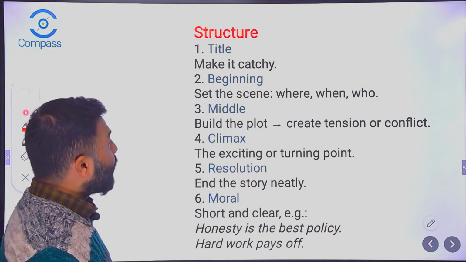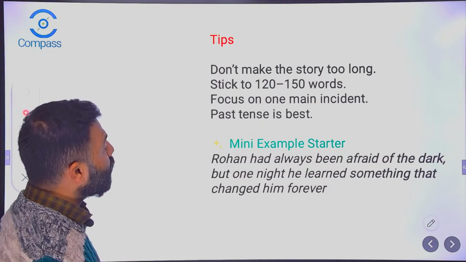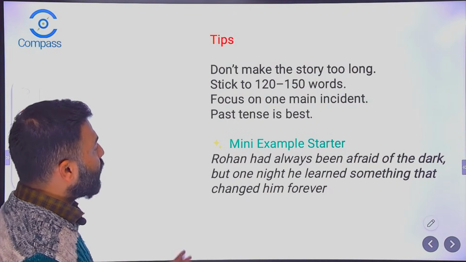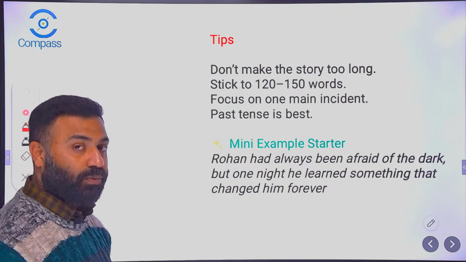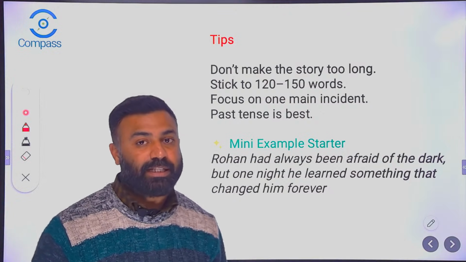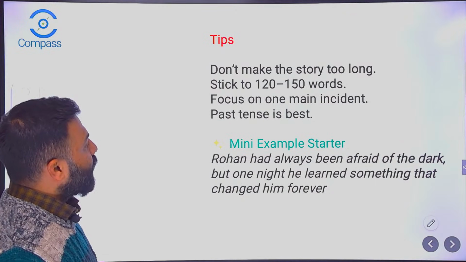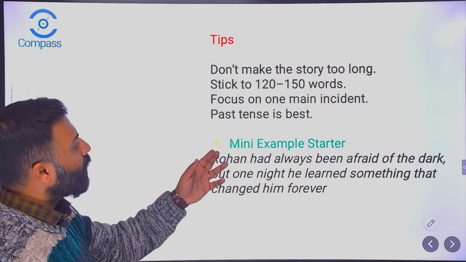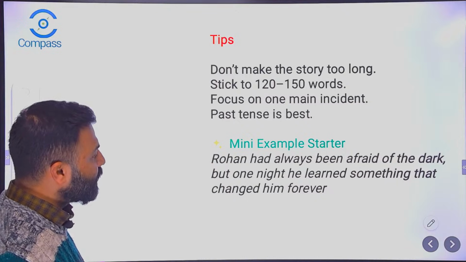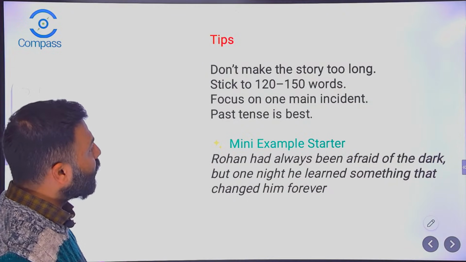So we are running out of time. Let's see. Okay, don't make the story too long. Stick to 120 to 150 words, whatever the word limit that has been given, stick to that. Focus on one main incident. Past tense is best. That's an example, right?